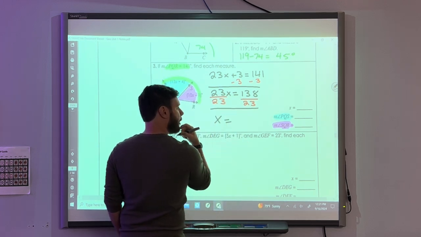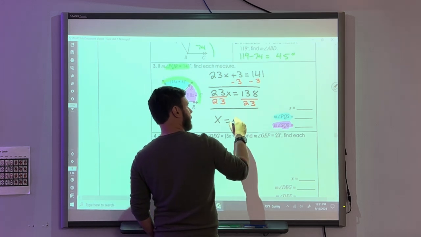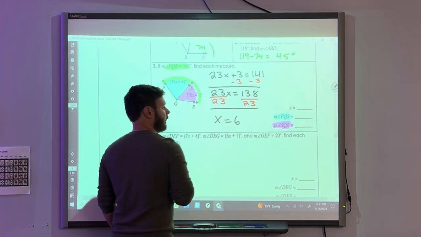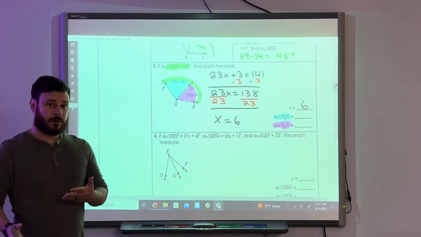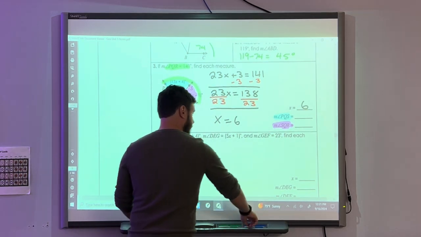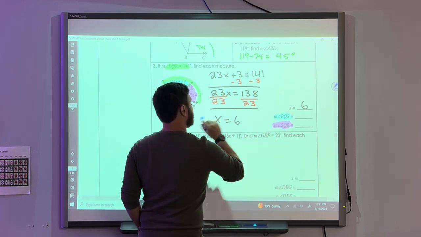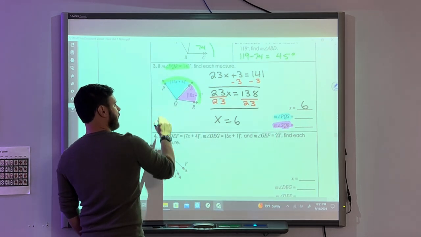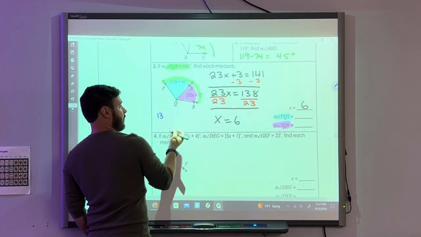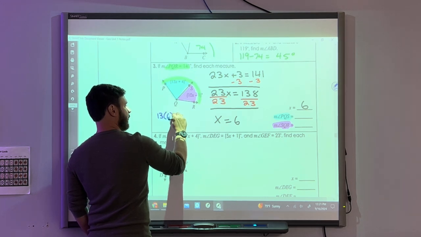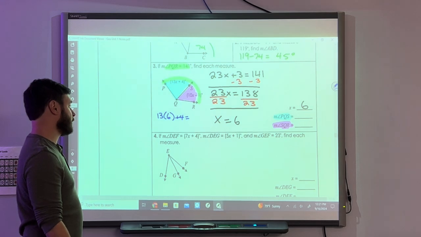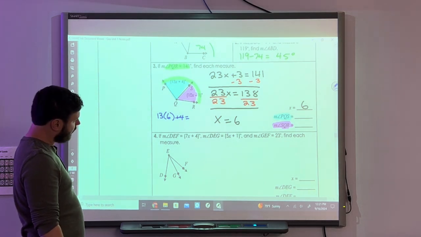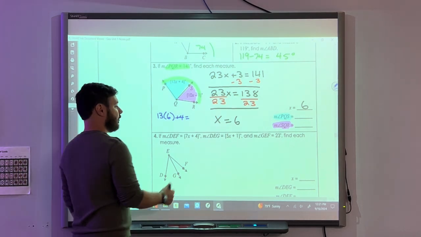Okay, so x is 6. Well, that answers one of it. I need to go back for the other one. PQS was this blue angle that I highlighted in blue. That was 13 times x, and we just figured out x was 6, plus 4. 13 times 6 is 168. No, 78. 78 plus 4 is 82.